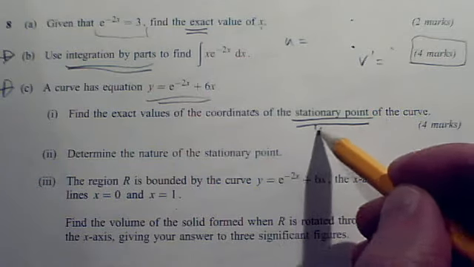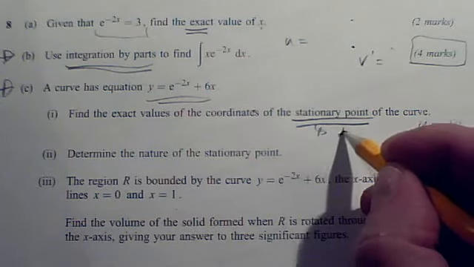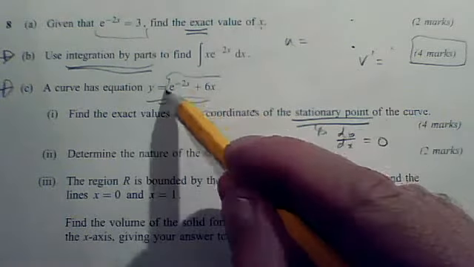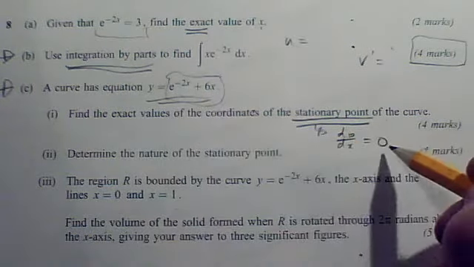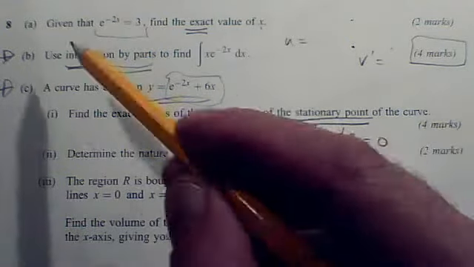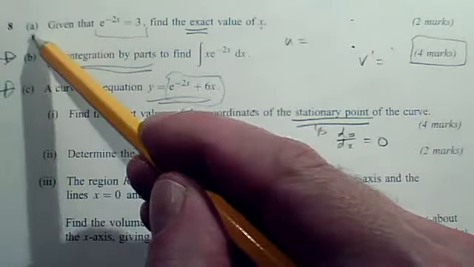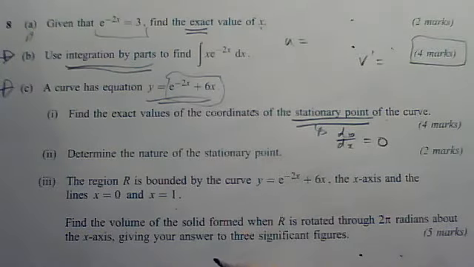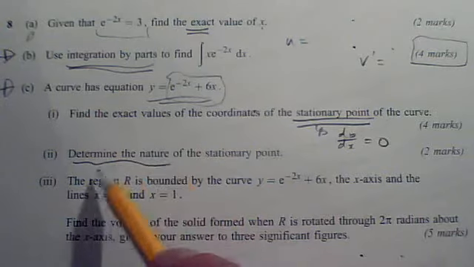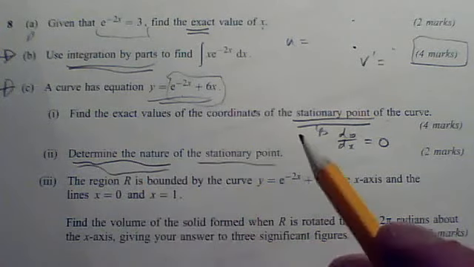Okay, if you really didn't know, then a stationary point is when dy by dx equals 0. So you find the dy by dx of this, and you set it equal to 0, and you find an equation and you solve it properly, and you don't forget that you've done part A, which is bound to be of use later on.